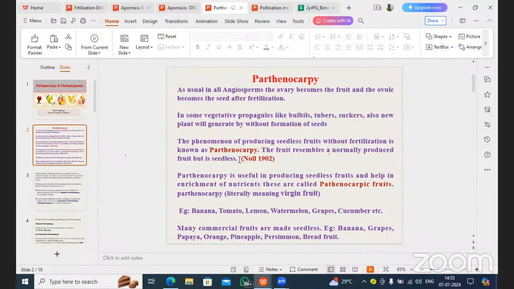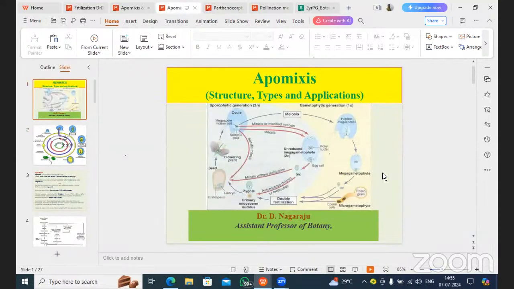Parthenocarpy was first identified by whom? 1902. Usually parthenocarpic fruits are seedless fruits. There is no seed. Why? Because no fertilization has taken place. There is no fusion of male and female. There is no syngamy, no zygote formation, no embryo formation. So there is no seed formation.